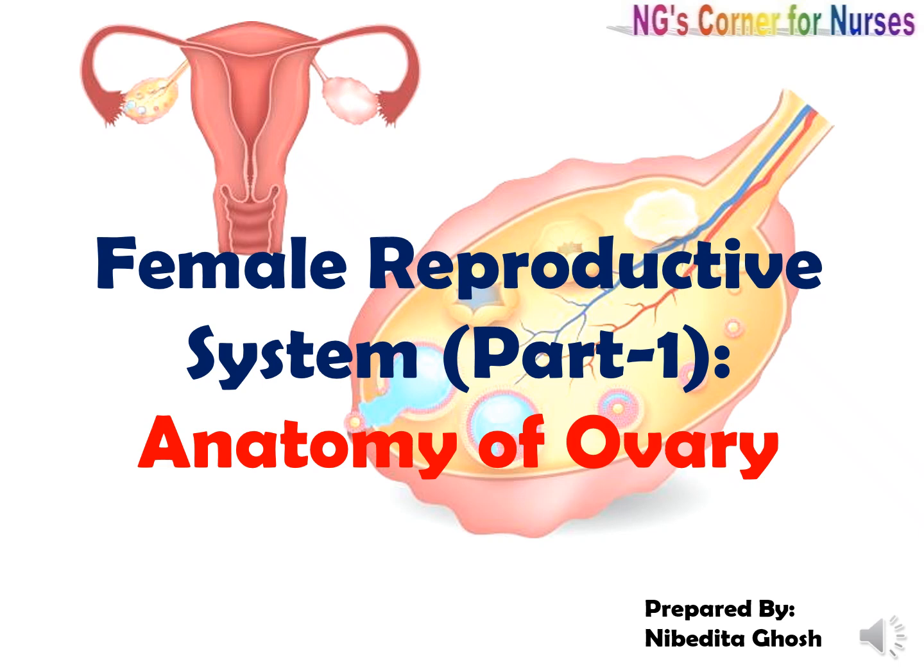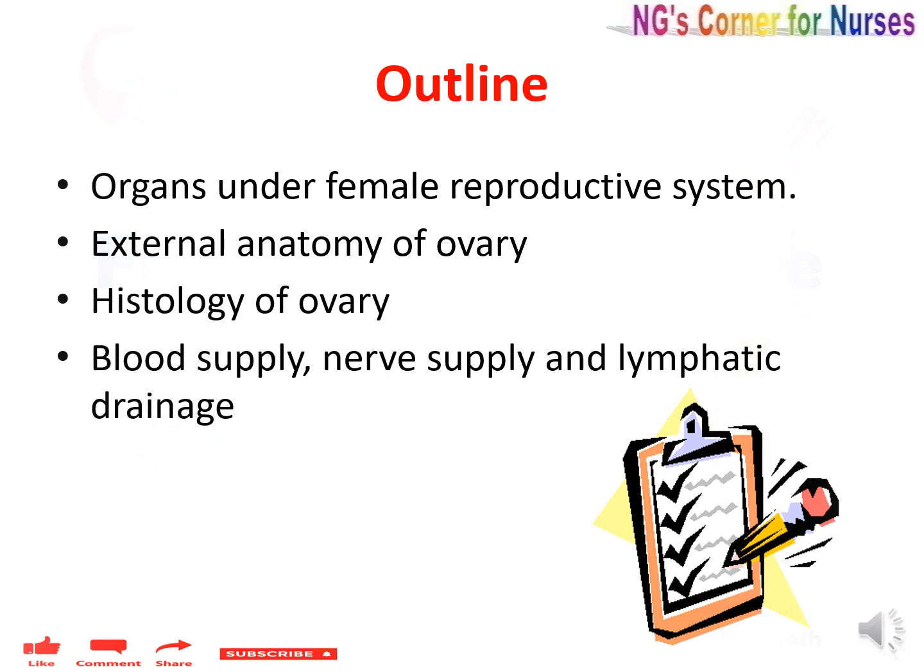Today we will start the anatomy of female reproductive system. Let's start with anatomy of ovary. So in this video we will learn the name of the organs under female reproductive system, and then we will start with anatomy of ovary. We will learn the external anatomy and histology of ovary along with its blood supply, nerve supply and lymphatic drainage. Let's start.